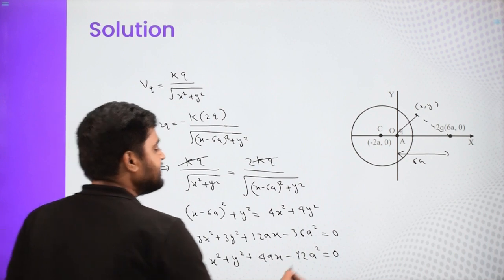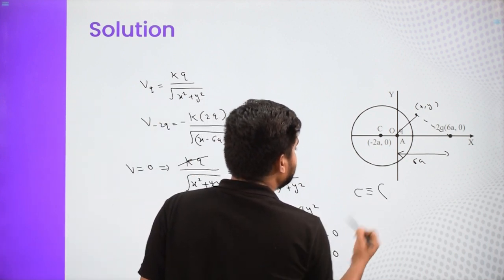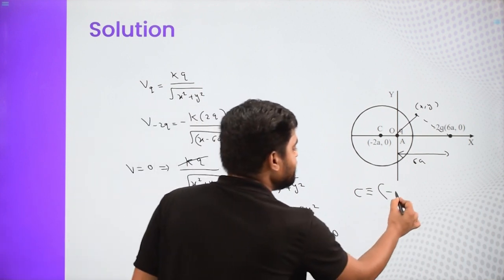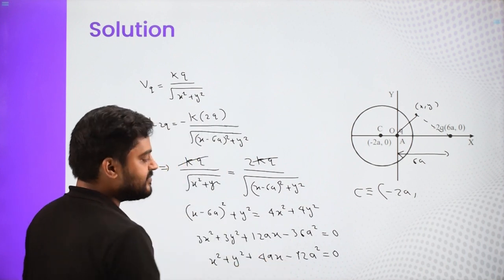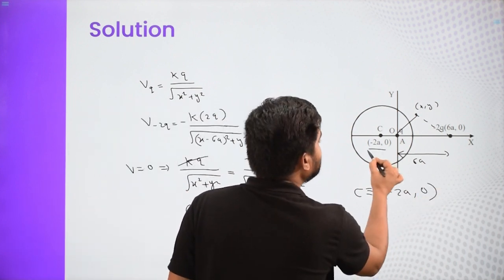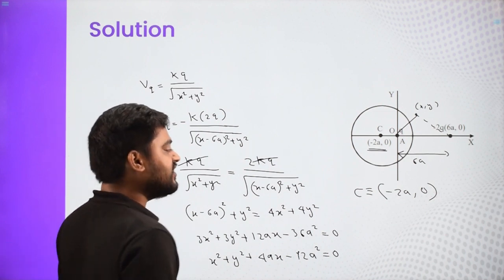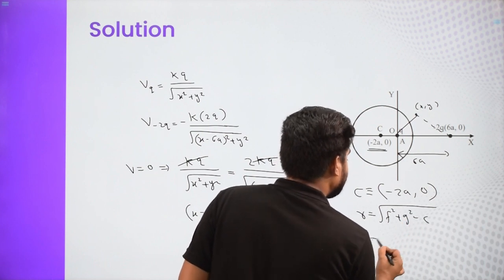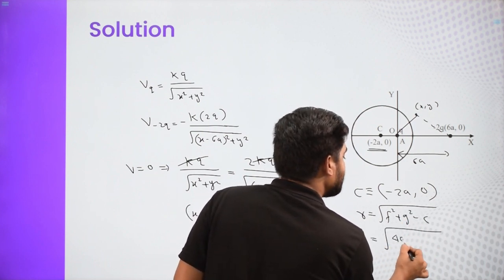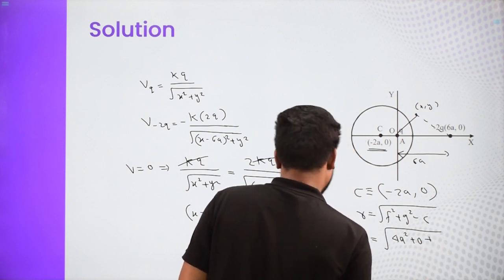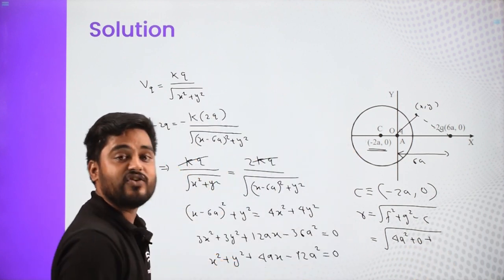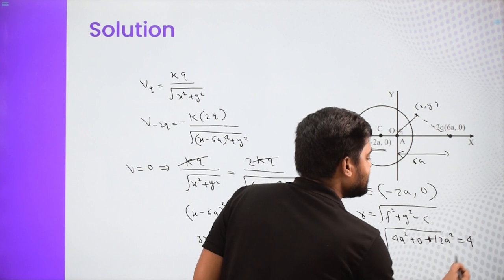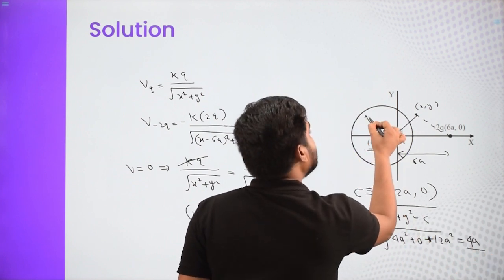what will be the center of the circle? The center of the circle is going to be (minus g, minus f). What is g? G is 4a by 2, so that is simply 2a, and center is minus 2a. What about f? There is no y term, so f is 0. So this is going to be the center of that circle. And what about the radius? Radius is nothing but root over f square plus g square minus c. That is going to give me root over 4a square plus 0 minus c. Here it is minus of minus 12a square, so plus 12a square, and that will give me 16a square, so 4a. So the radius is going to be 4a.